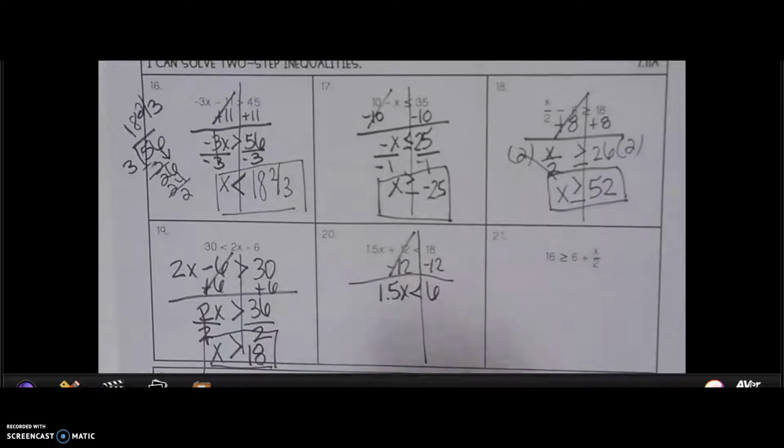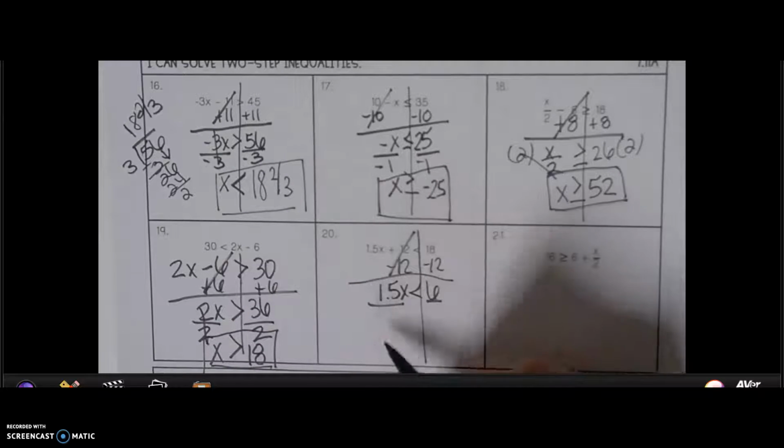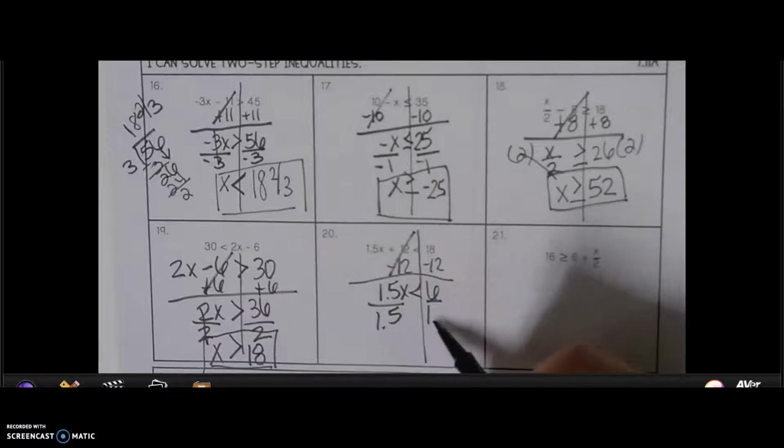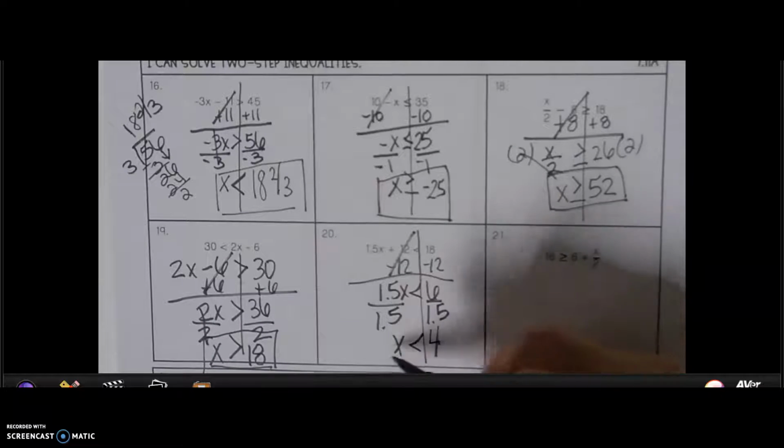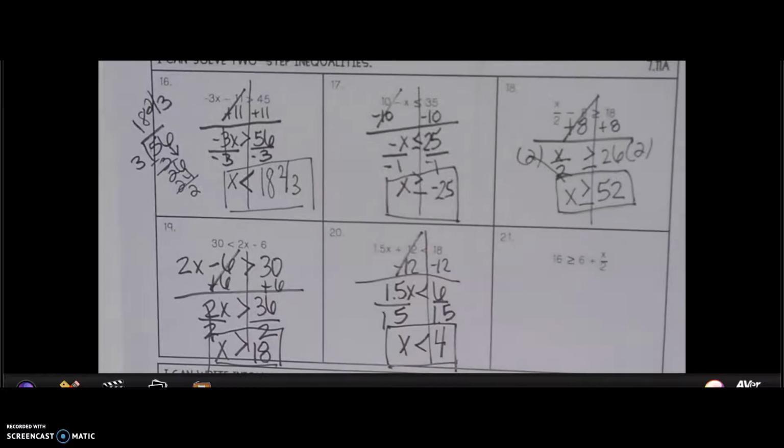Okay. And now we're going to divide each side by 1.5. X is less than 4. So any number less than 4 would be a solution to this inequality.